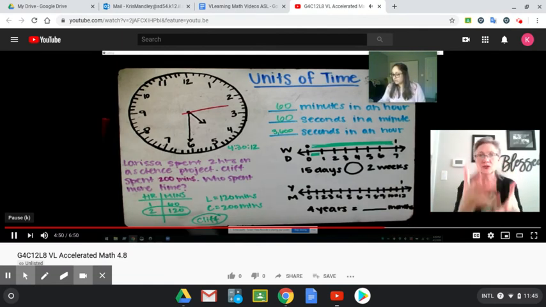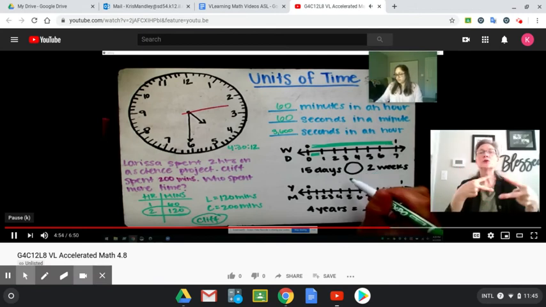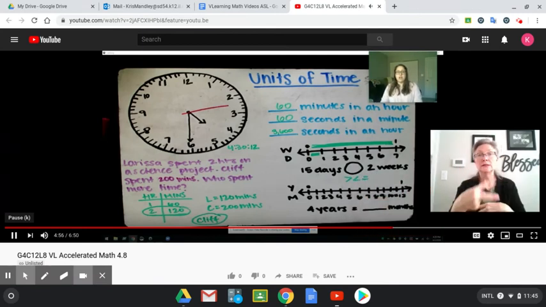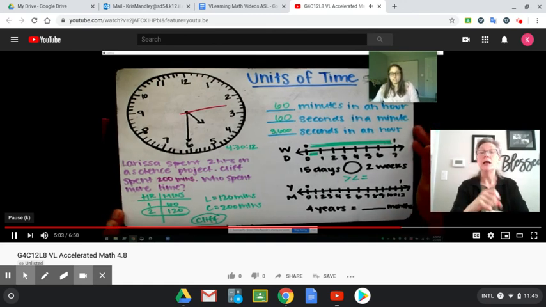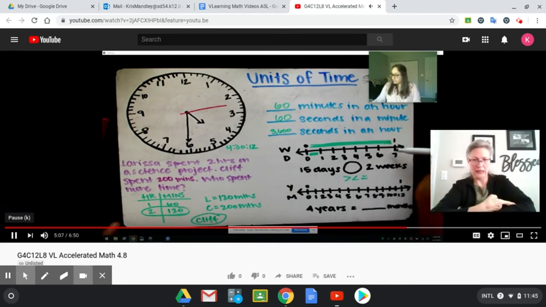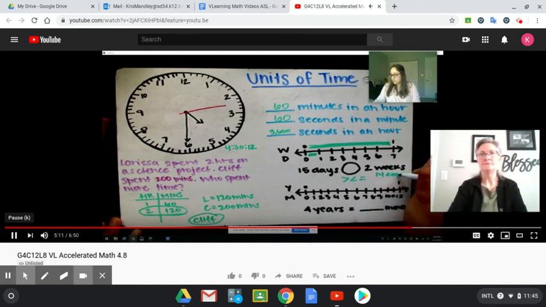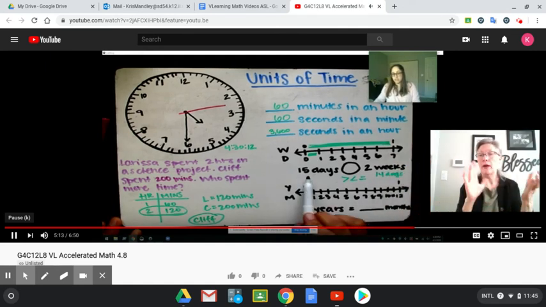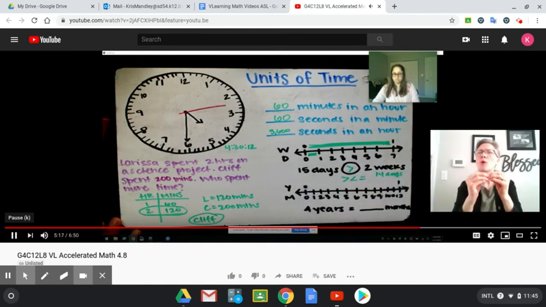So let's think about 15 days and 2 weeks. I want to use an inequality symbol here, right? Greater than, less than, or equal to to compare these two units of time. So 15 days and 2 weeks. Well, I know that 1 week has 7 days in it, so that would be 14 days, right? So now I can compare 15 days and 14 days. Which one's greater? Obviously 15 days.